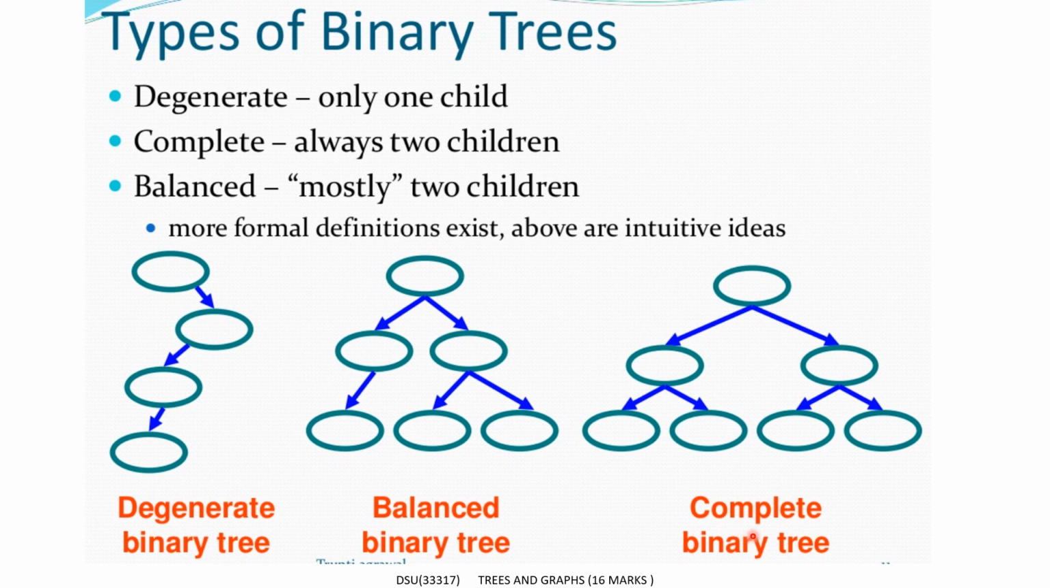Now this is the complete one. Every node has two children. The first node has two, this second node again has two children, and this third node again has two children.